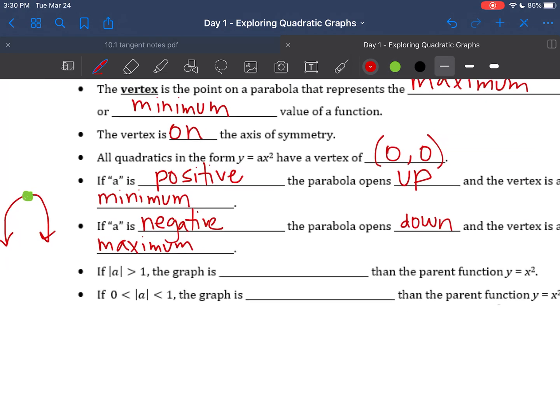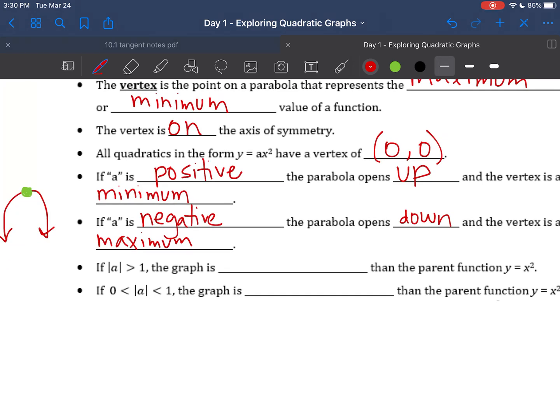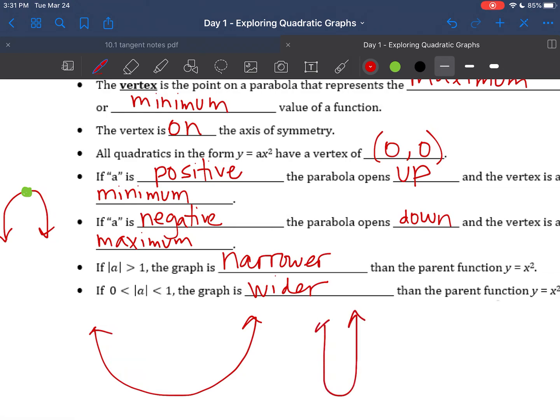Okay, lastly, if the absolute value of A is greater than 1, then the graph is narrower, and we're talking about narrower than the parent function. So it's real skinny. If the absolute value of A is in between 0 and 1, then the graph is wider than the parent function. Okay, so sometimes you'll see graphs that are like really wide like this. Sometimes you'll see them that are real skinny and narrow. All right, so we're just going to get used to some of those properties and vocabulary.